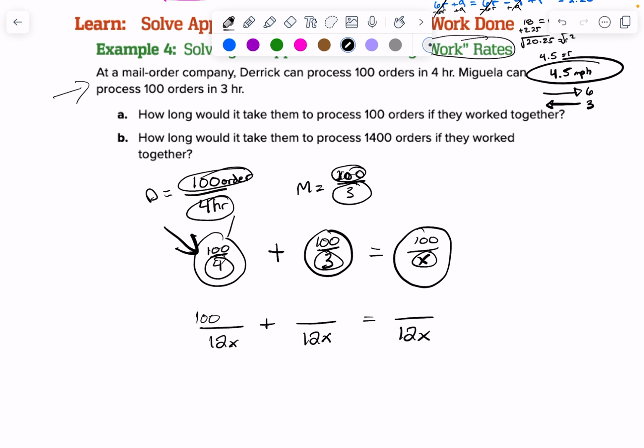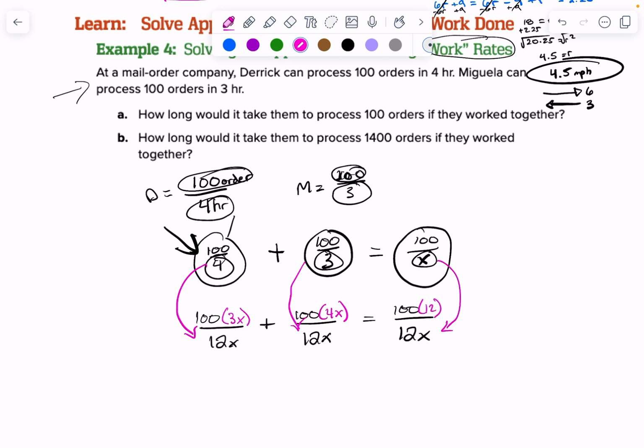I've got 100 on the top here for each one of these. And then I'm just going to compare, like, what do they need? What does this 4 need to be multiplied by to get 12? So I have to get 3 times X to get 12X, right? This guy, what does he need? He needs to be multiplied by 4X. And this one just needs multiplied by 12, okay?